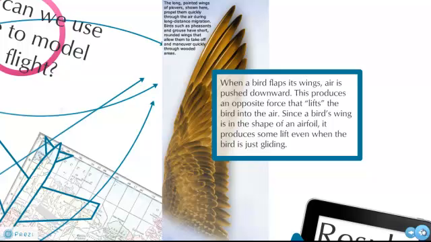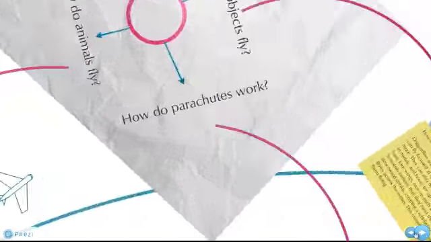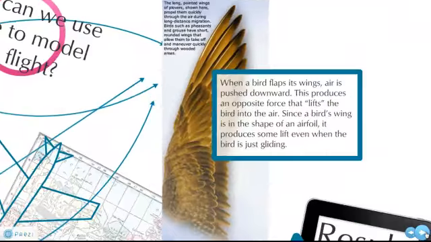Now when it comes to wings, when a bird flaps its wings, air is pushed downward. This produces an opposite force that lifts the bird into the air. Since a bird's wing is in the shape of an airfoil, it produces some lift even when the bird is just gliding. This is an example of information that a student may have found throughout their project.